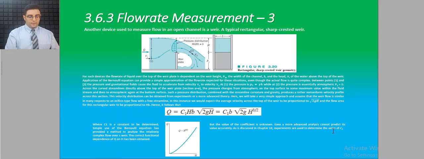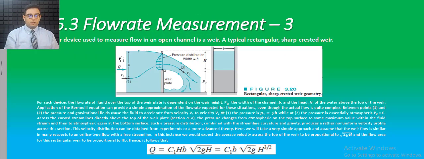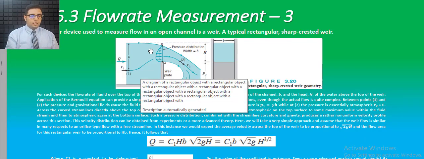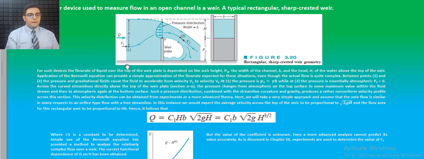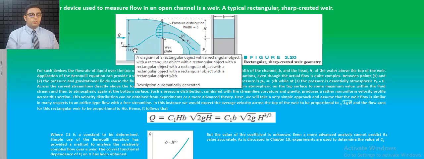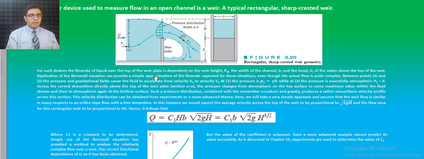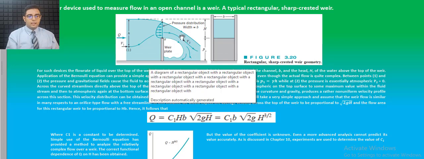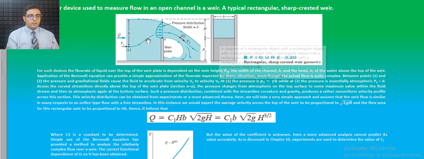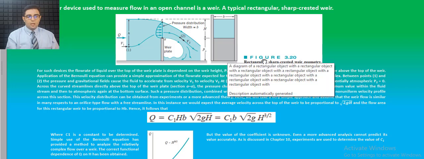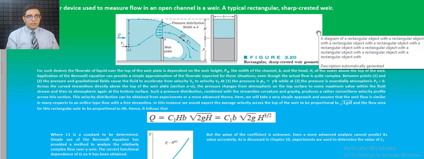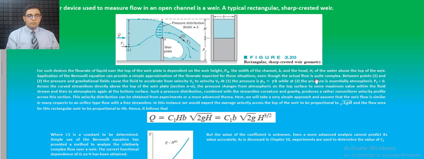Welcome back, guys. One last thing about the flow rate measurement application of Bernoulli equation is about the weir. There's a typical rectangular sharp crested weir in here, which we can apply the Bernoulli equation between point 1 and point 2. As you see, the weir plate is dependent on the weir height, which is PW, and also the width of the channel B, and also the head H.